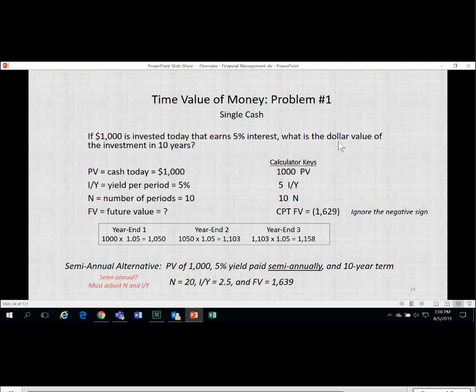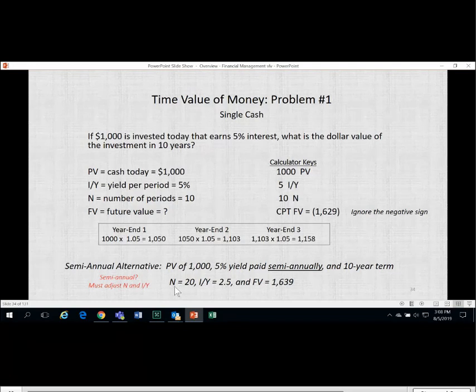Now, this is all just an annual problem. Earn 5% in each year. What if I tell you we're going to make the interest payments semi-annually? So what if it's $1,000 we invest today with a 5% yield paid semi-annually for 10 years? Well, we're getting 2 payments per year. It's 10 years, so we have 20 payment periods.